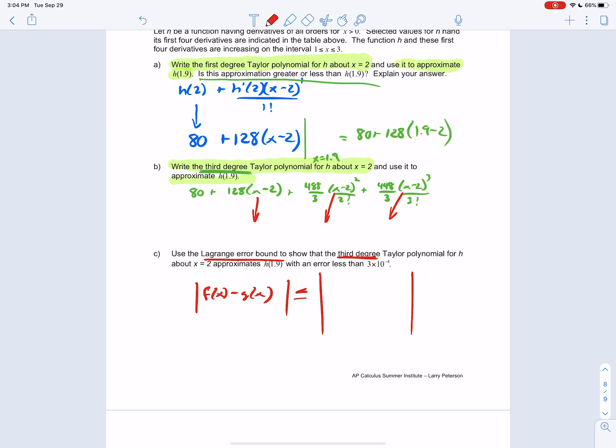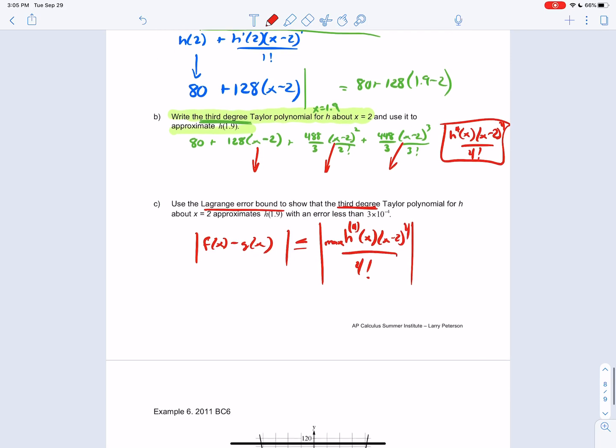And this is where the magic happens, you guys. If it's the third degree that you approximated, the next one is going to be the unused one. So it's going to be the maximum of your fourth derivative. I should use h here. Okay? With the fourth degree with the fourth factorial. So here it's going to be the maximum of h fourth derivative of x times x minus 2 to the fourth power over the fourth factorial. We're going to evaluate this at 1.9.